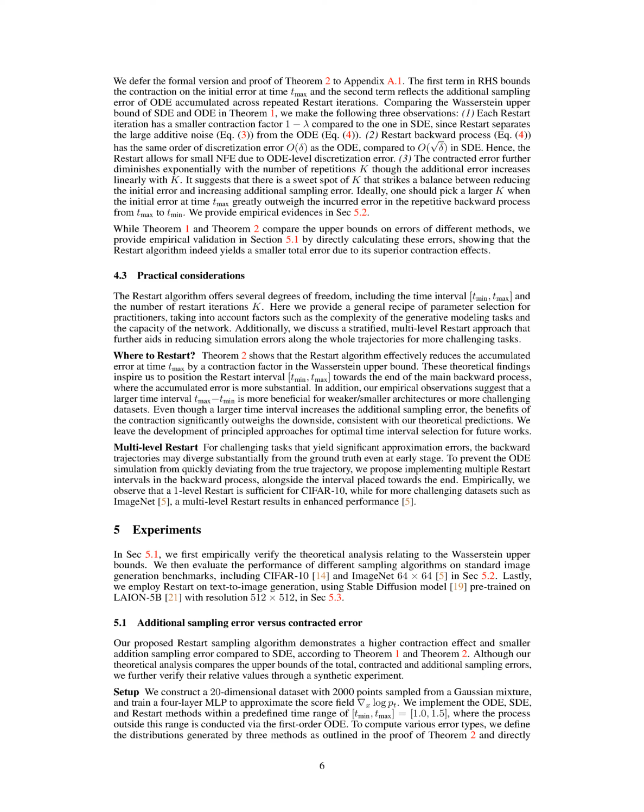If the initial error at the maximum time is significantly larger than the incurred error during the repetitive backward process from the maximum to the minimum time, it would be beneficial to opt for a larger number of iterations. To support our claims, we will provide empirical evidence in the next section. We'll compare the upper bounds on errors of different methods and show that the restart algorithm indeed produces a smaller total error due to its superior contraction effects.